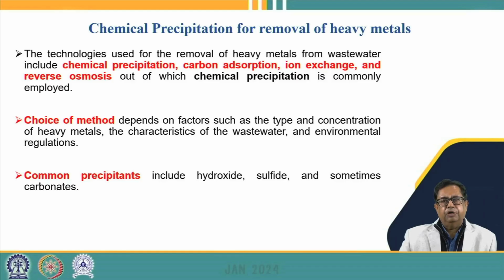However, the choice of the method will depend upon factors like the type and the concentration of the heavy metals present in the wastewater. The characteristics of the wastewater will also decide the choice of the method. Similarly, the environmental regulations and effluent standards, that is, the level up to which these metals need to be treated, also decide the choice of the method. So commonly when we go for chemical precipitation, we can precipitate these metals in the form of hydroxides, sulfides or sometimes carbonates also.